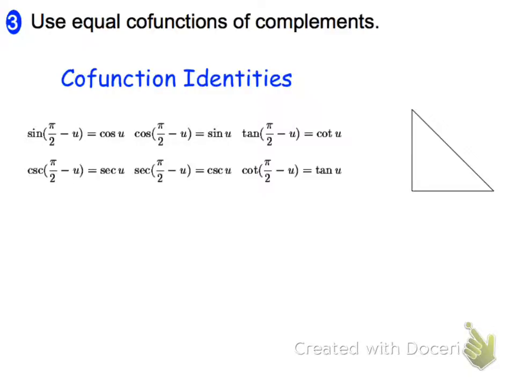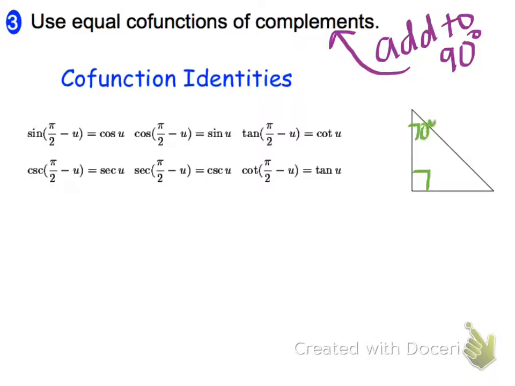The first thing is to remember what the complement means, and complements, remember, are 2 angles that add up to 90 degrees. Let's look at the picture of a right triangle for a minute. I'm going to go ahead and fill in 2 of the angles, 70 degrees and 20 degrees. Now let's take a look at a few things.